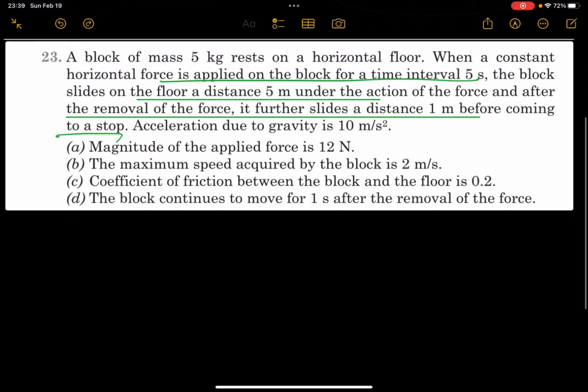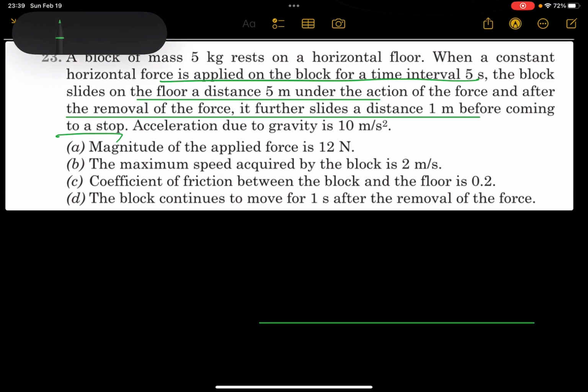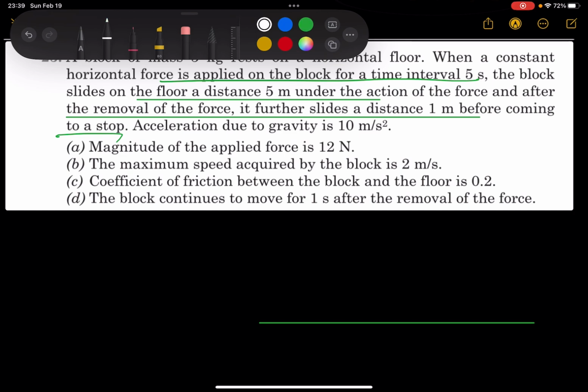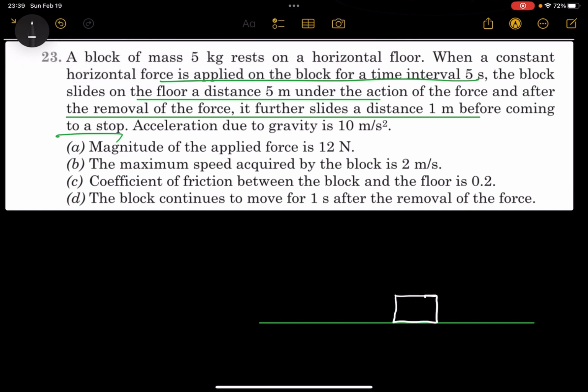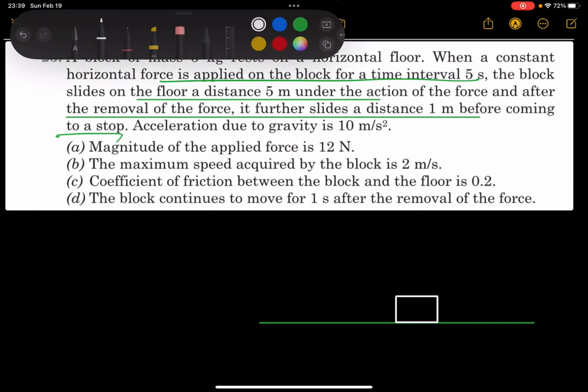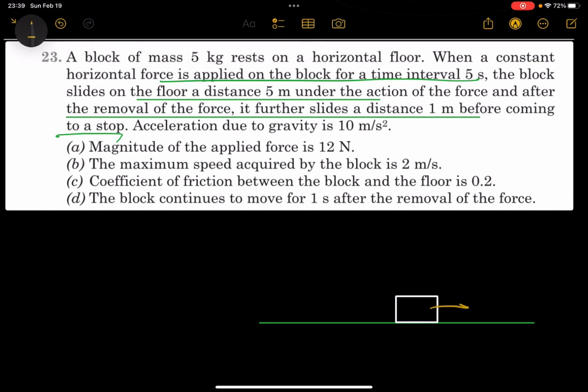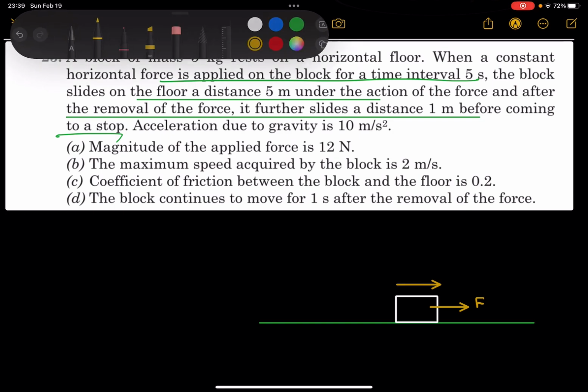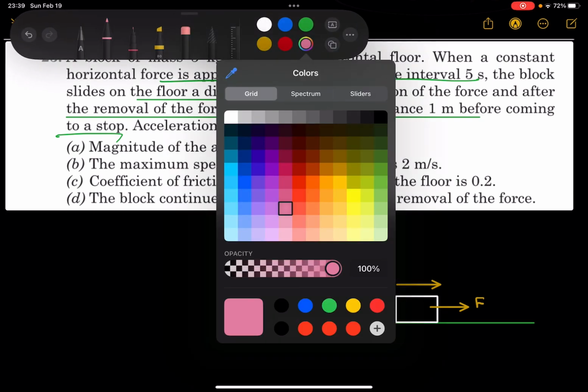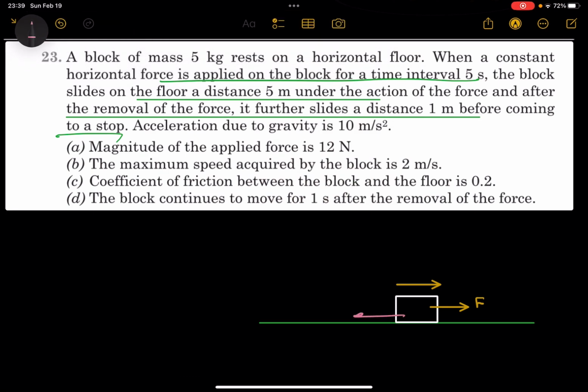Suppose this is a block, this is a surface, and one block is placed here. It is an easy category question. We apply a force, F amount of force. If it is sliding, then in the opposite direction one force is acting, that is called kinetic friction. So the 5 kg block has an acceleration. So how can you say that?